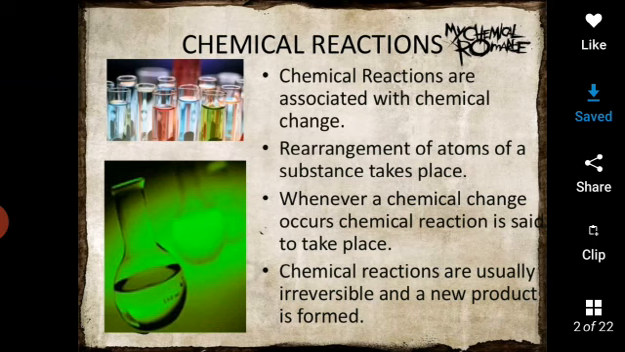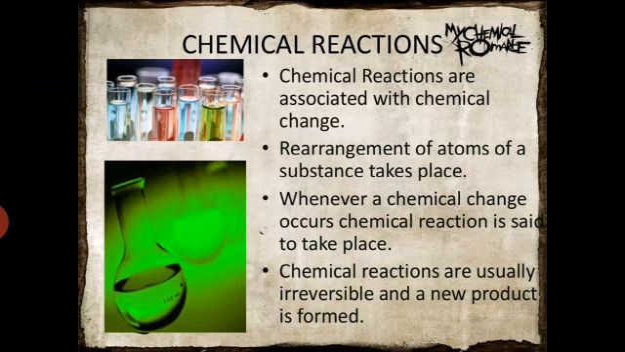I again repeat myself, chemical reactions are usually irreversible, means it cannot be reversed back. Suppose you are burning magnesium ribbon, you are getting magnesium oxide, you will not get back the magnesium, and we get a new product in this case. So they are basically irreversible. So there are two types of changes, physical and chemical, and a chemical change involves a chemical reaction in which only the rearrangement of atoms takes place.